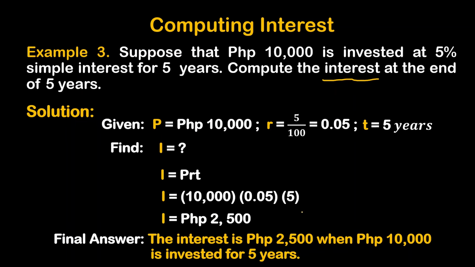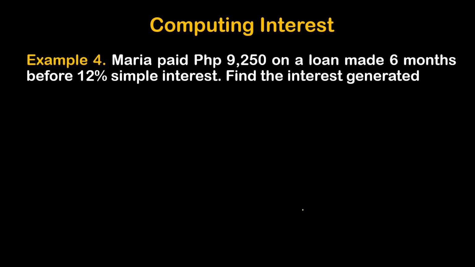Okay, now let's proceed to our fourth and last example. Okay, so here Mario paid 9,250 on a loan made 6 months before 12% simple interest. Now, find the interest generated. Take note. Again, ang problem natin dito is to find the interest generated. Okay? So, ang next natin gagawin is to identify ano ang mga given sa ating problem.